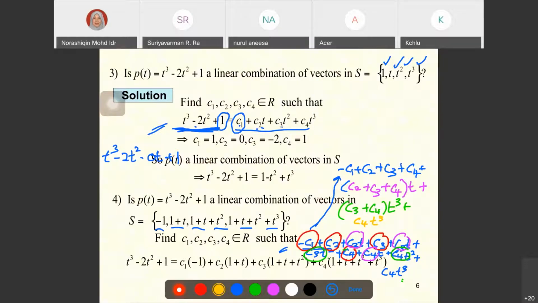That was T square, doctor, up there. The green one is T squared. Okay, the green one is T squared.